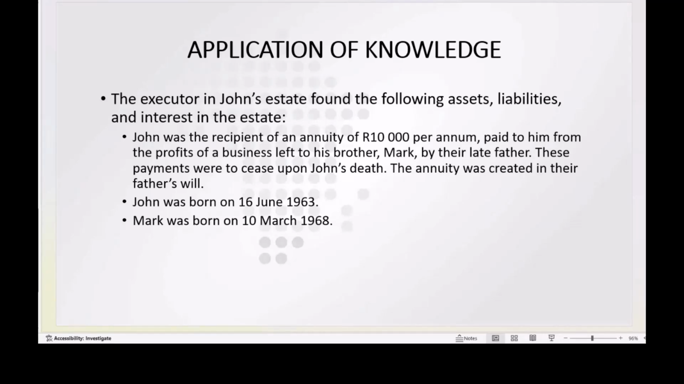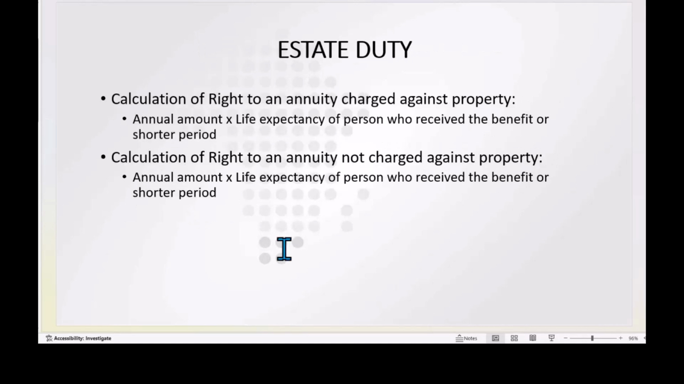How do we then calculate this? How do we calculate the annuity that needs to be included as part of John's property? There's something that I keep losing. I think I understand, but I keep losing it in my mind.